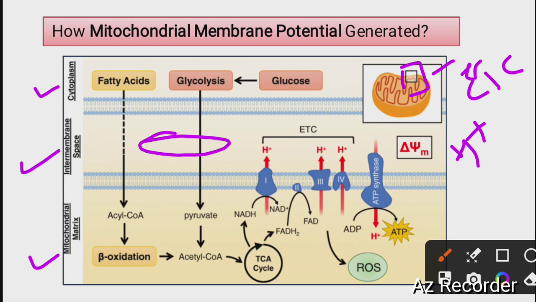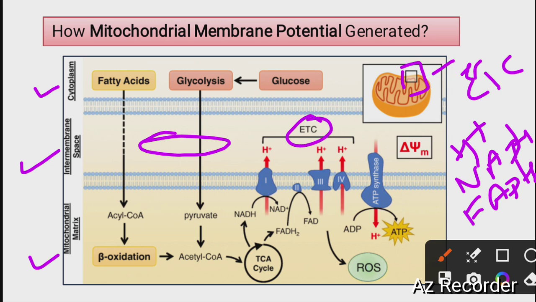Okay, first thing, what happens? Electron input. In the citric acid cycle, or the Krebs cycle, it produces high energy electron carriers, that is NADH and FADH2, right? So here, these molecules deliver their electrons to the ETC located in the inner mitochondrial membrane, right? So this is the electron input.